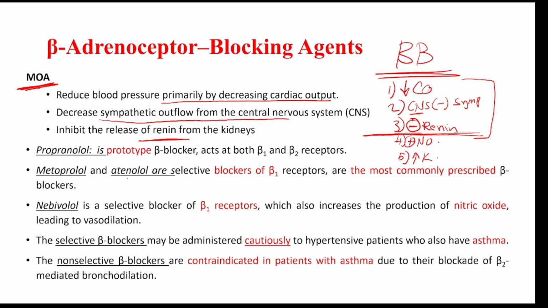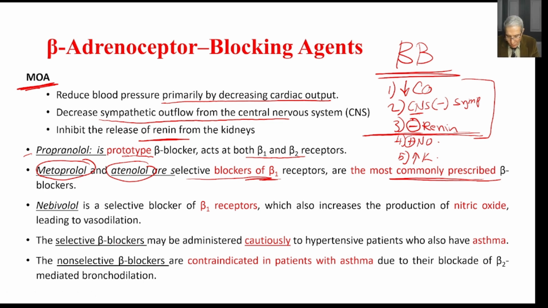Okay, so a group of medication belongs to the beta blocker. Propranolol, considered the prototype, blocks both beta 1 and beta 2 receptors. Metoprolol and atenolol are selective beta 1 receptor blockers. I will repeat again, metoprolol and atenolol are considered selective beta 1 receptor blockers, and the most commonly prescribed beta blockers because they are selective, and we prefer to use medications that are selective.